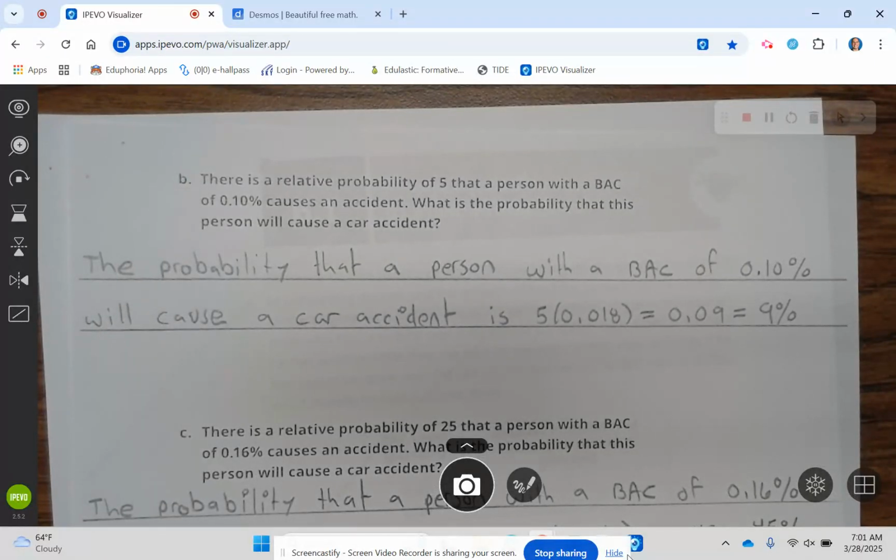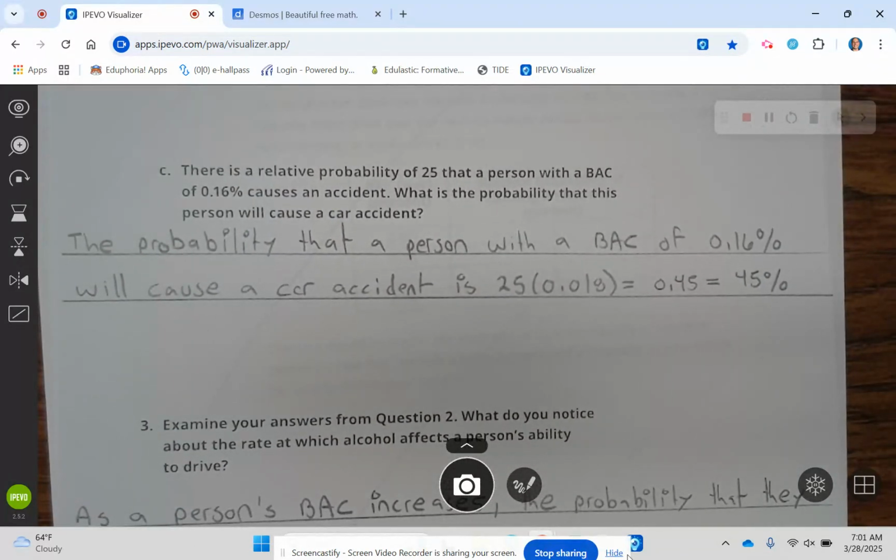B. There is a relative probability of 5 that a person with a BAC of 0.10% causes an accident. What is the probability that this person will cause a car accident? The probability that a person with a BAC of 0.10% will cause a car accident is 5 times 0.018, which equals 0.09, which equals 9%.